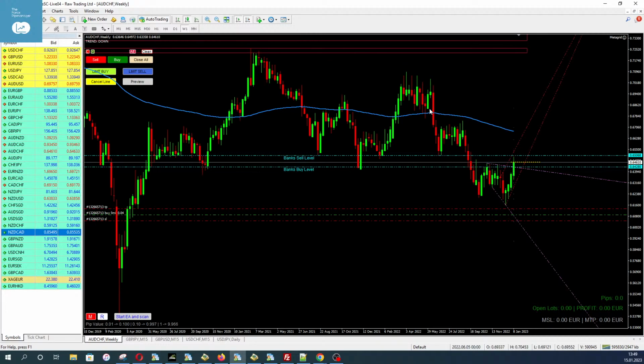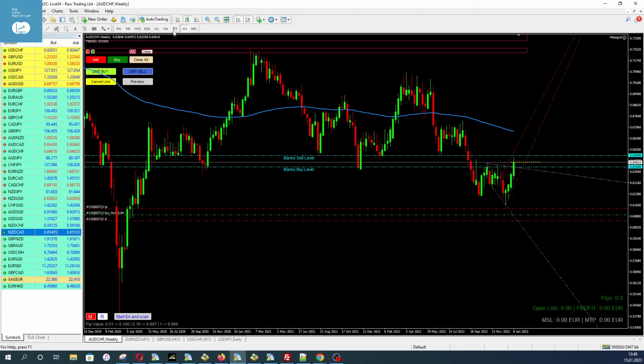On the weekly chart, you see that the Aussie Swissy was here clearly in a down move until here, and now we have 2, 3, 4 weeks with green candles. So Aussie Swissy was 4 weeks climbing upwards. It has broken here this trend line. This purple trend line here is a weekly trend line.